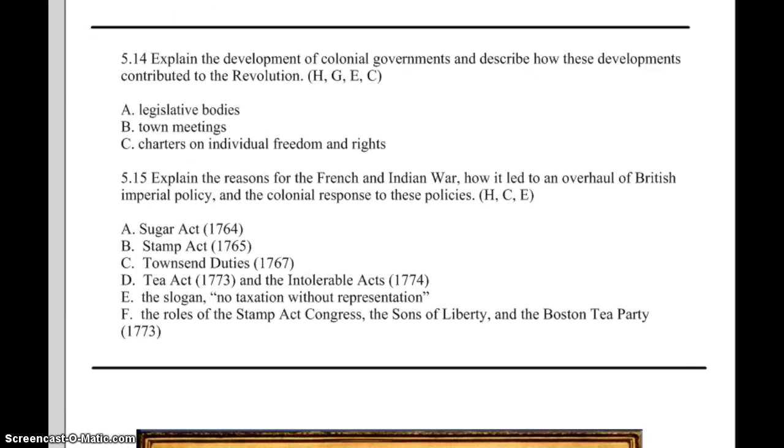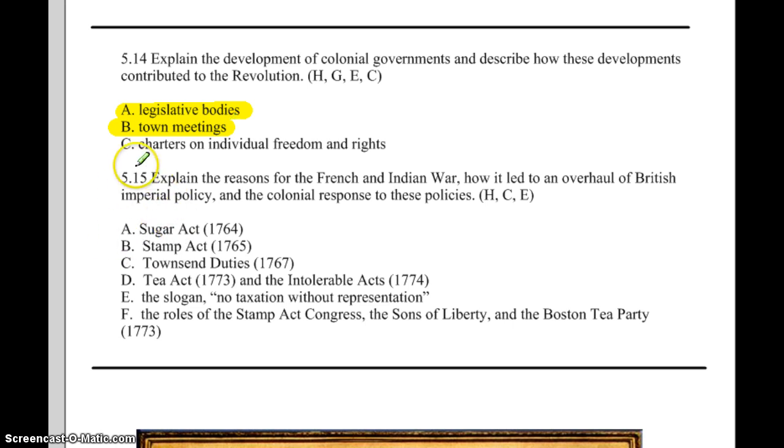Here are some of the standards that we're going to be looking at and reviewing. 5.14 talks about government, and it's really important to remember that the colonists felt a lot of ownership for their own government and their own decision-making process. You'll remember back to Pilgrims, Puritans, Jamestown, that they had their own legislative bodies. They made their own laws, like at the House of Burgesses. In New England, we had our own town meetings. We made our own decisions. So we aren't very fond of England suddenly making those decisions for us.